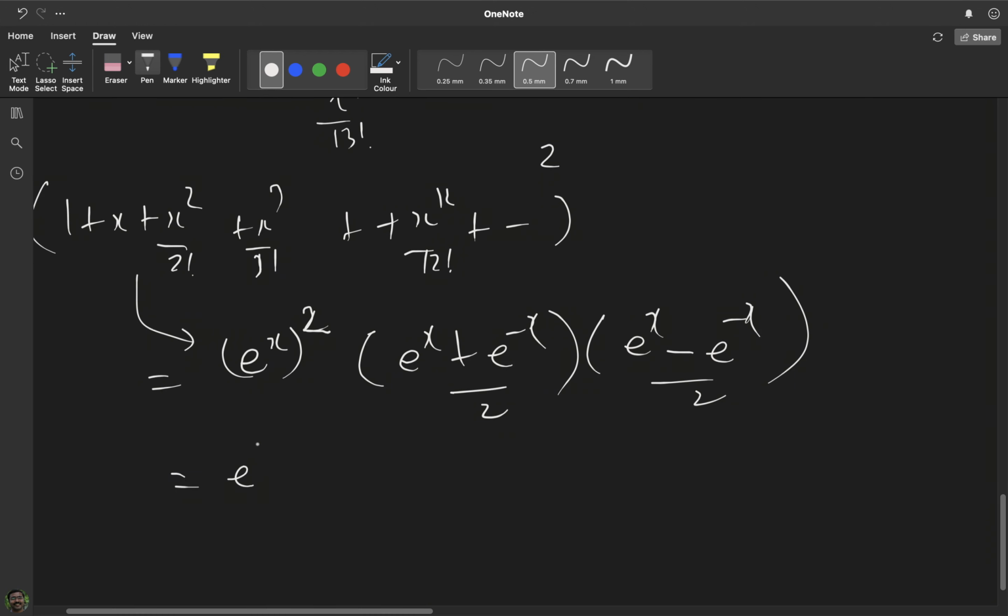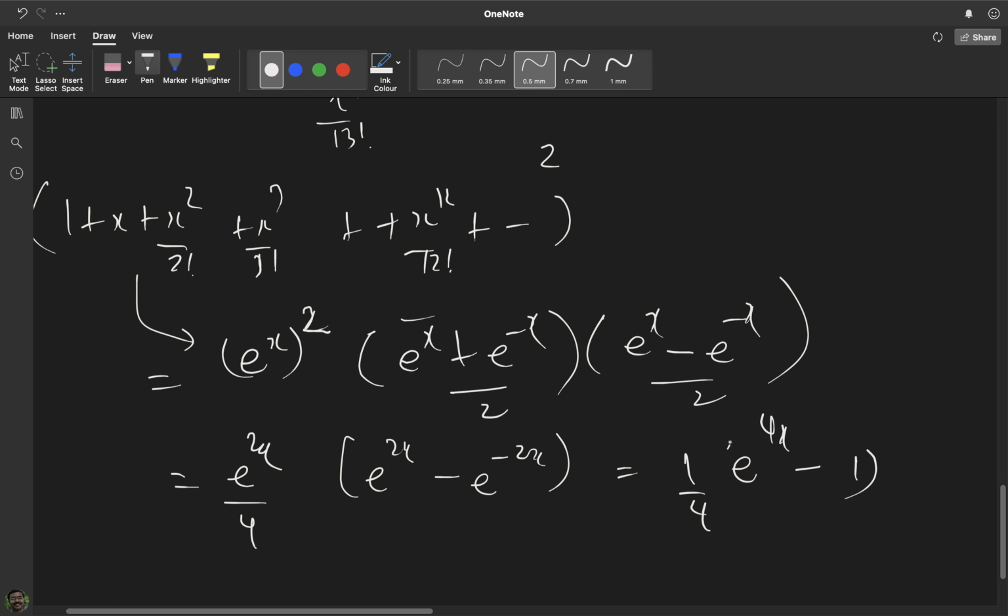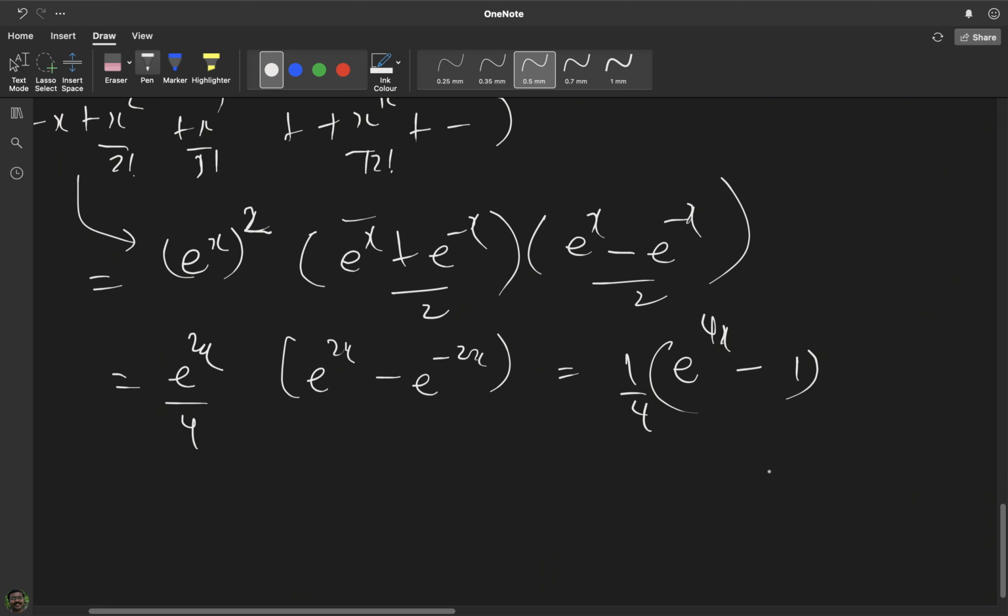So it is actually e raised to 2x by 4 into a plus b into a minus b. So it is actually e raised to 2x minus e raised to minus 2x. So this is actually 1 by 4 into e raised to 4x minus, if you multiply with e raised to x, minus 1 here. Now you need to look at the expansion of coefficient of x raised to 12 by 12 factorial.